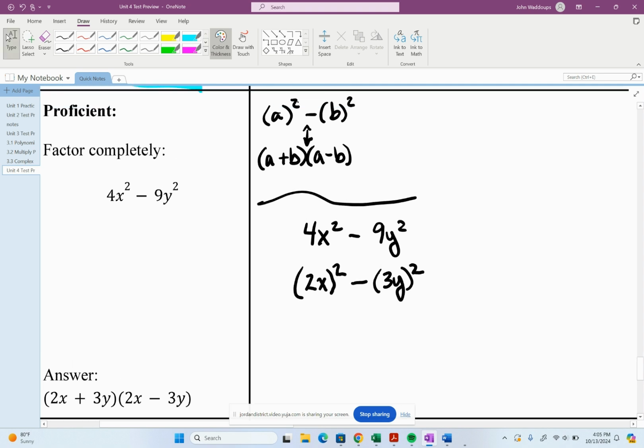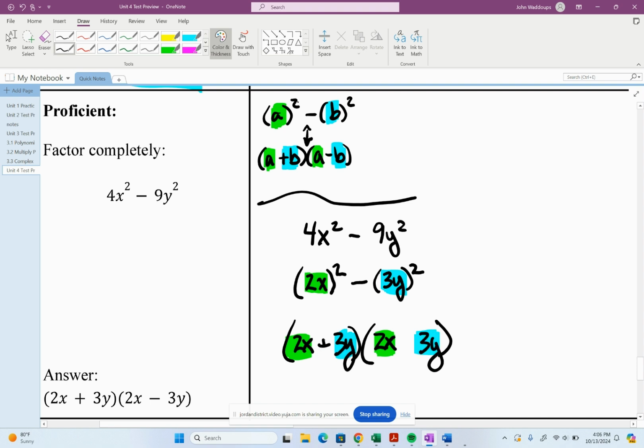Now I know what my a and my b are. This is a here and here. Then I know I'm going to have something like this, and my b, whatever b is going to be, there and there. So there's my b, and it's going to be there and there. And so these things get multiplied together, and I'm going to put 2x here and 2x here, 3y here and 3y here, a plus and a minus.